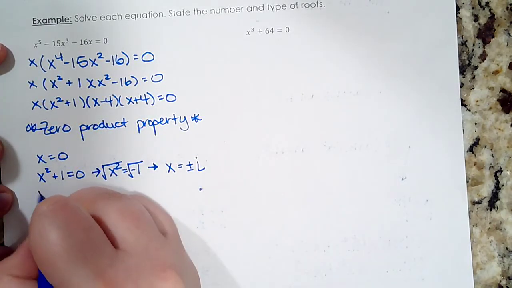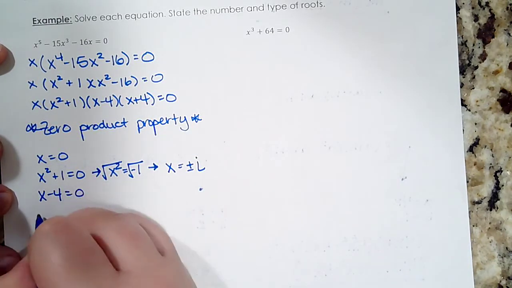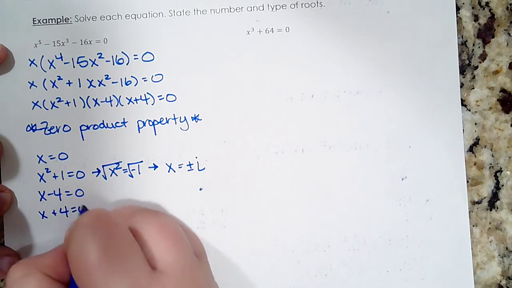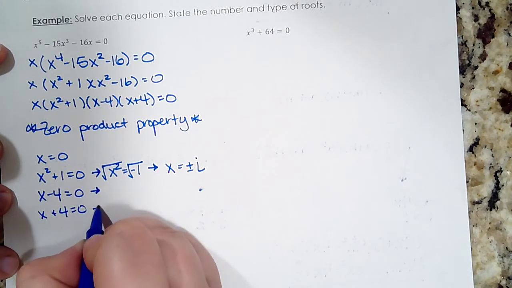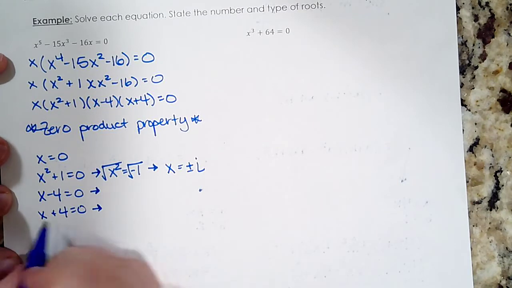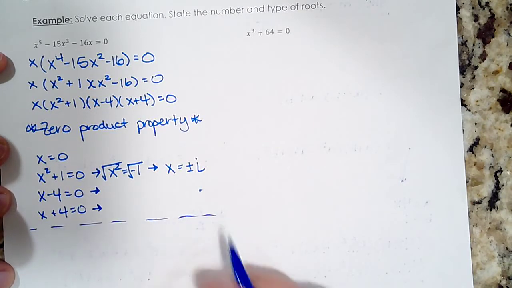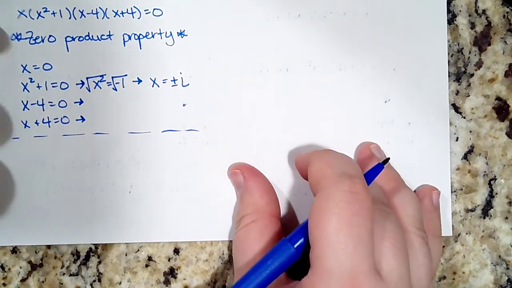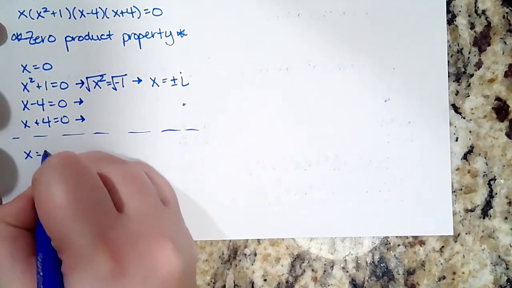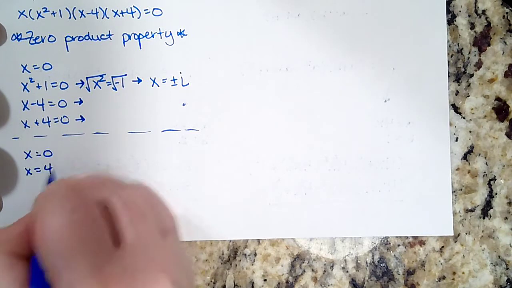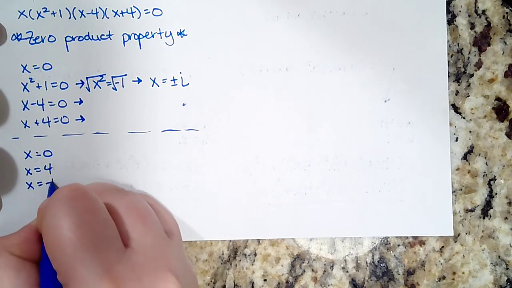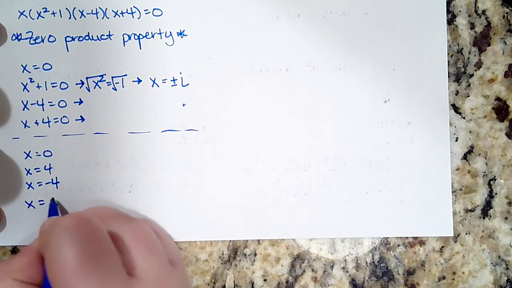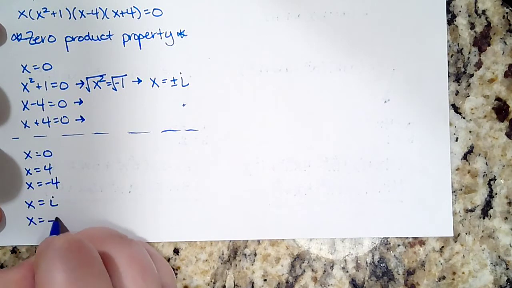And then the other two are pretty simple. x minus 4 equals 0. x plus 4 equals 0. I get answers there. So I'm going to line these up real quick in a different fashion to show you what we're talking about with the fundamental theorem of algebra. Let's move my page up. So I've got x equals 0. That's fine. I have x equals positive 4, x equals negative 4, and then I'm going to write out x equals positive i and x equals negative i.